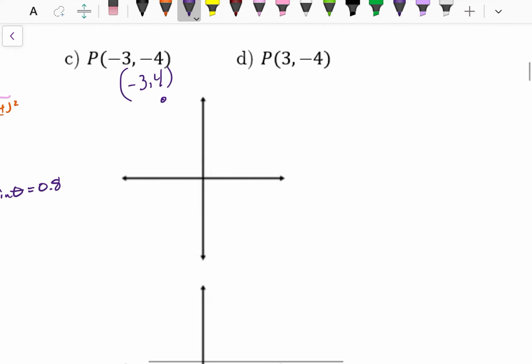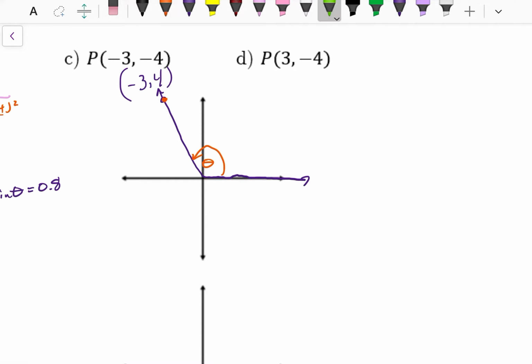Moving on to this next one. If we have a terminal arm through (-3, 4), I'm just going to draw my initial arm here. There it is. And then I'm going to go through this point (-3, 4), and there is my angle theta.